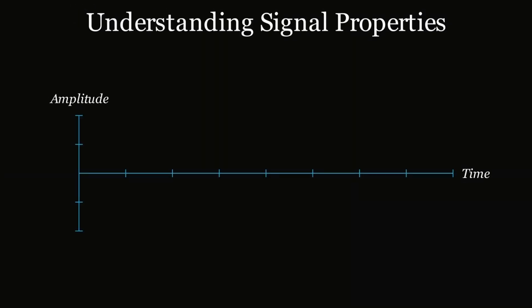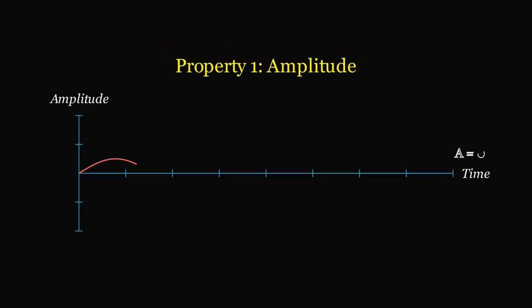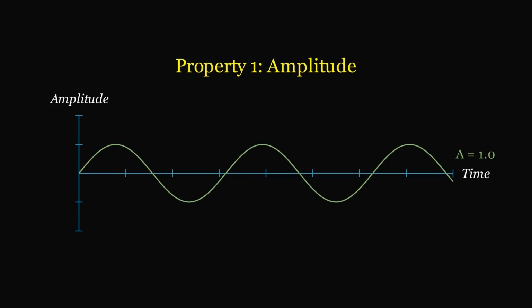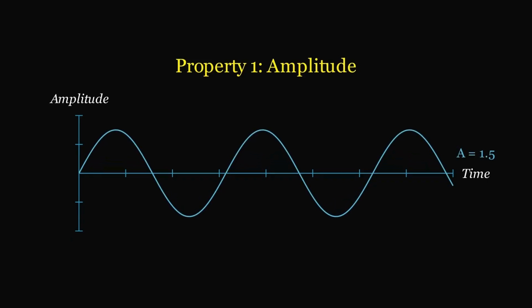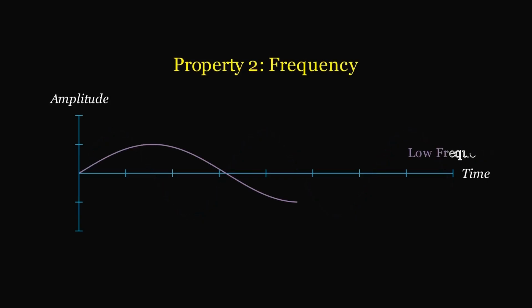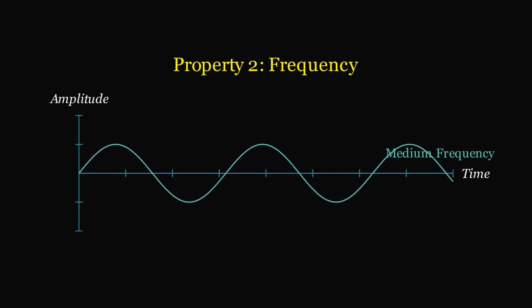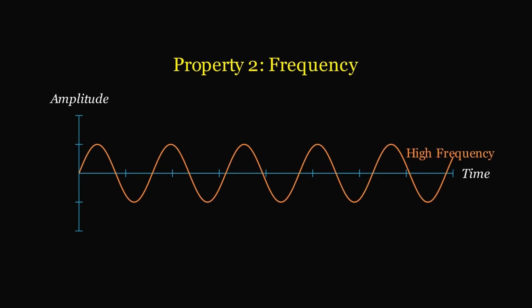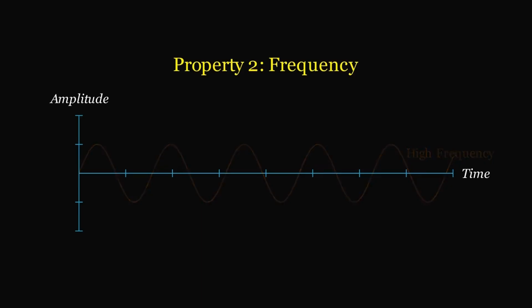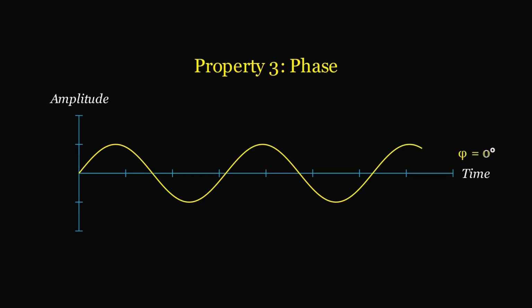Before we reach modulation, we must understand the essential characteristics of any signal. Think of a signal as a wave. First, we have amplitude. Amplitude describes the height of the wave, similar to the difference between a shout and a whisper. Second, we have frequency. Frequency is the number of cycles per second. High frequency means the signal vibrates more rapidly, while low frequency moves more slowly.